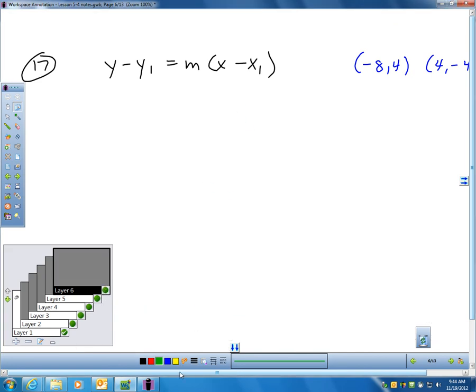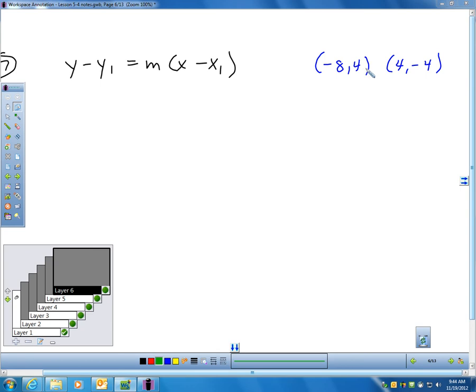Question 17. Now in question 17, they don't give me the slope. They give me 2 points, and that's it. So I need to get the slope. So here's a little review.